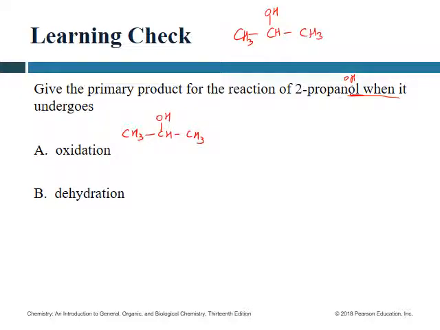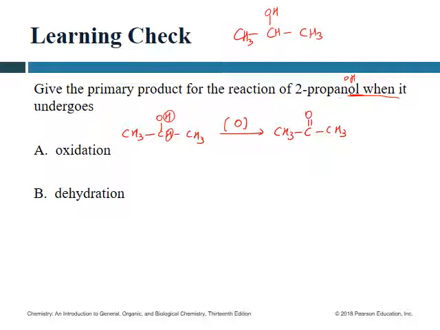Remove the hydrogens. So we remove this, and our product would be CH3, C double bond O, CH3. So we will have propanone, a ketone, right? Oxidation of a secondary alcohol will produce a ketone.